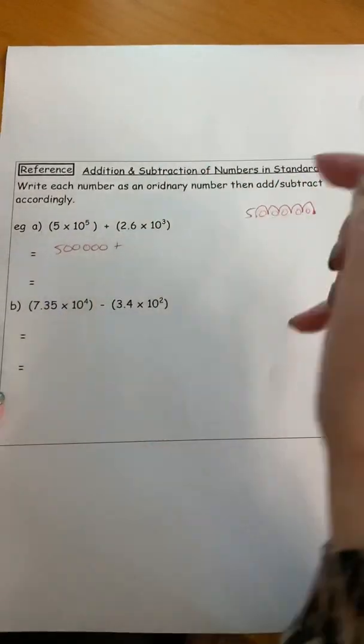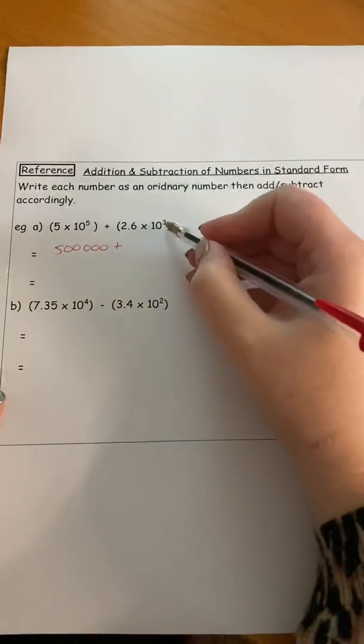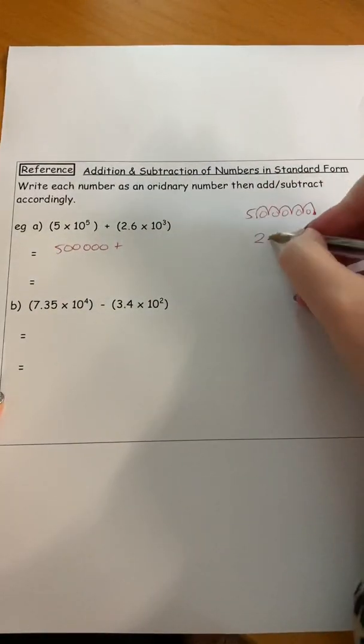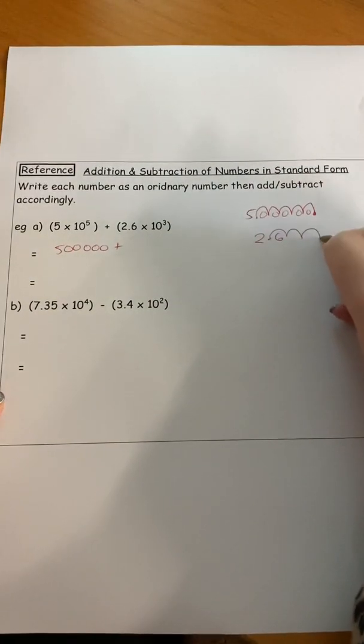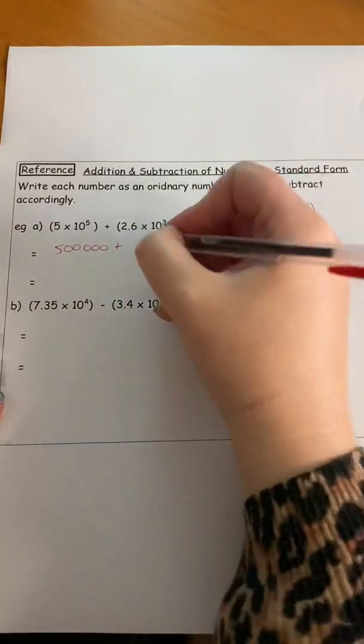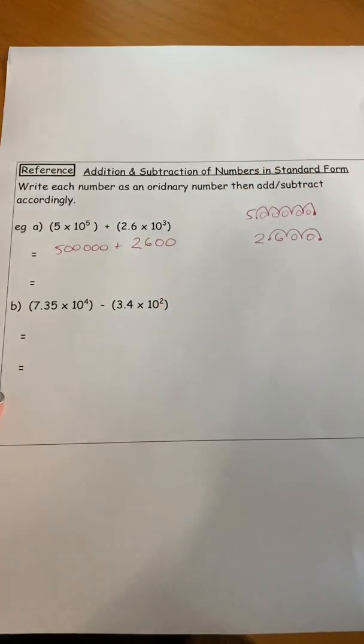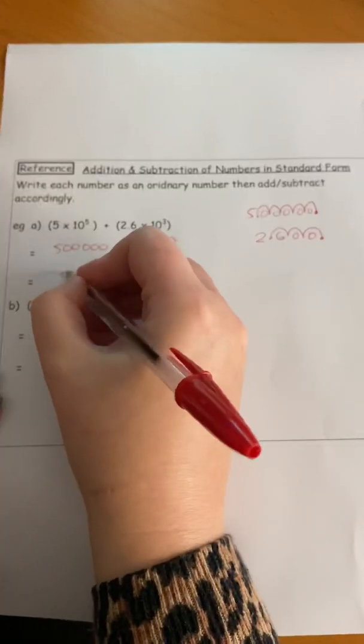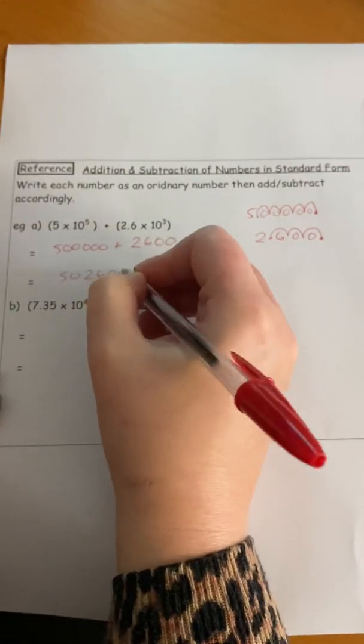Let's have a look at 2.6. So we've got 2.6 and I'm moving it 3 times, okay? So I've got 1, 2, 3. And that's where my decimal point ends up. In the gaps, fill your zeros. So you've got 2,600. You're adding them together, so that's actually quite nice. Okay, so you've got 5, 0, and then 2, 6, 0, 0.